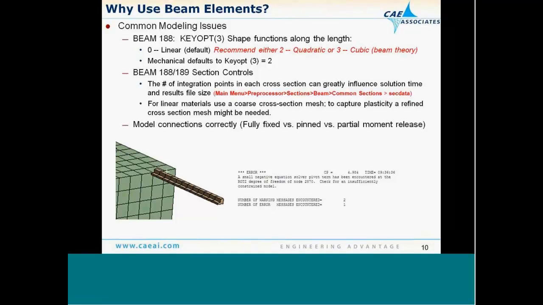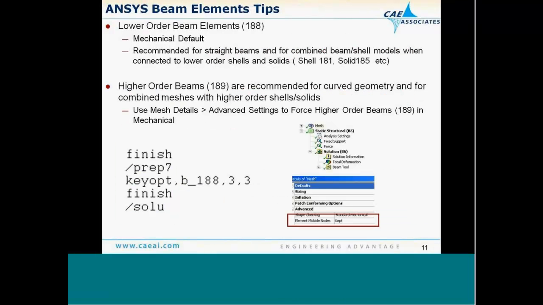If you look at setting up our beams, the choices are the Beam 188, which is the 2-node beam, and the Beam 189, which is the 3-node beam. These specifications, in terms of the meshing controls, can be set by having the element mid-side nodes kept or not used. In that case, we get the lower order element.